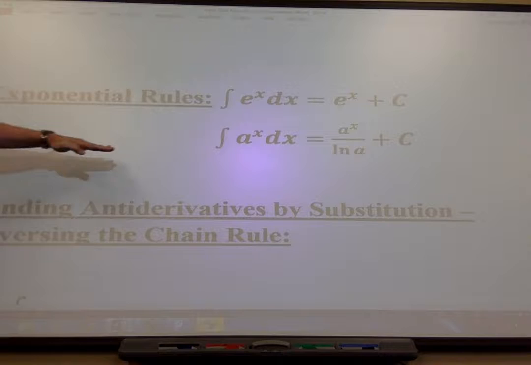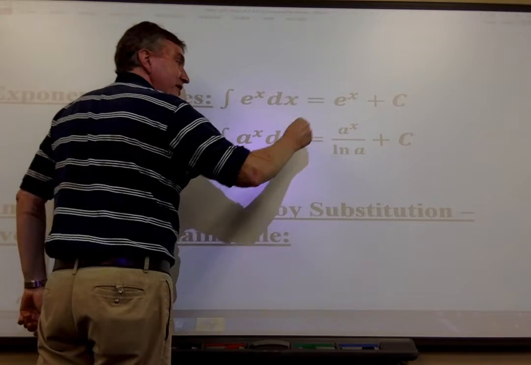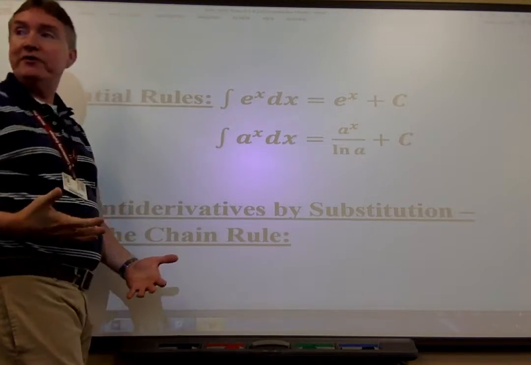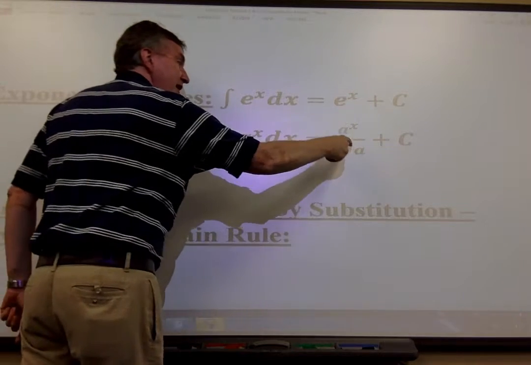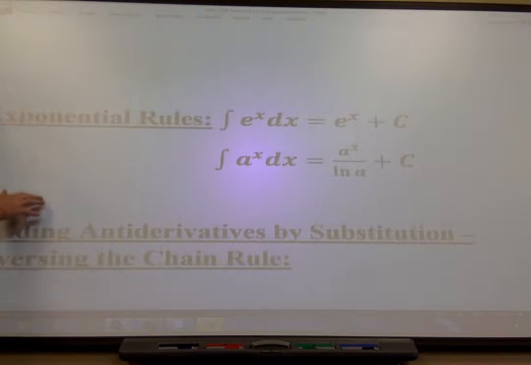This is 6-1 up to here. Remember how we would take the derivative of a to the x? Wasn't it a to the x ln a? From the board, we said there weren't any in the book. To reverse it, you would divide by ln of that base. Okay? A to the x ln a. To reverse it, a to the x divided by ln a. So, there's our rules for 6-1.